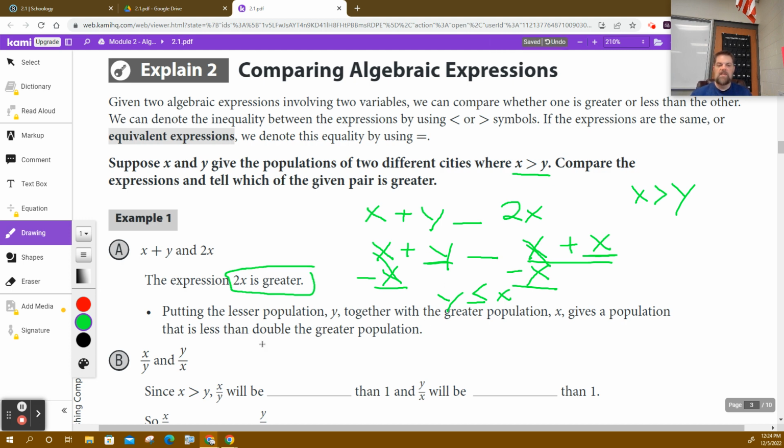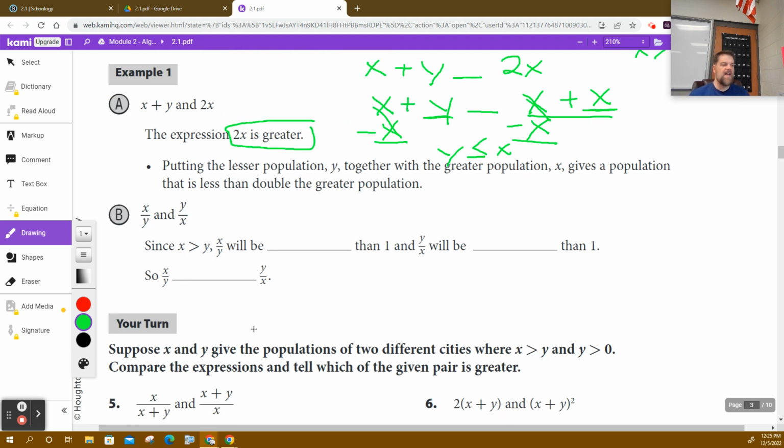Okay? So putting the lesser population y together with the greater population x gives a population that is less than double the greater population. So again, let's look at this step. We said x over y and y over x. So we're trying to figure out what's greater. So this is a little more challenging. It says since x is greater than y, then x over y, in other words, this will be an improper fraction. This will be greater than y, and so it'll be a mixed number because it'll be greater.